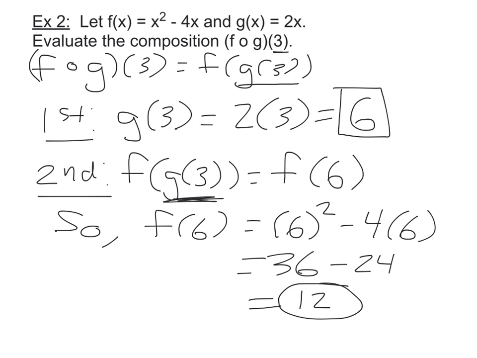Two-step process. You have to start at the beginning by working from the inside out. First by finding g of 3, to get 6, and then we plug this 6 value in and simply find f of 6.